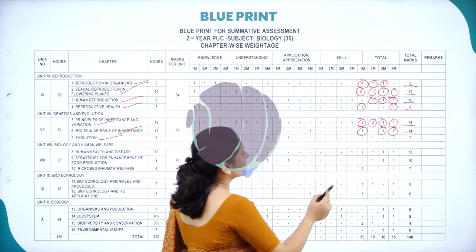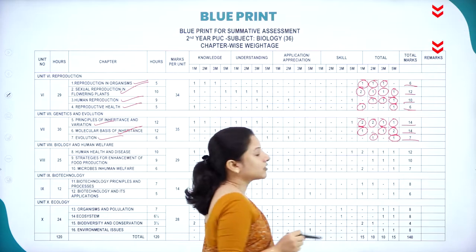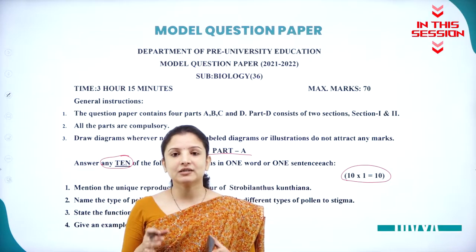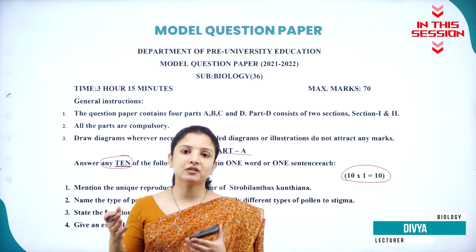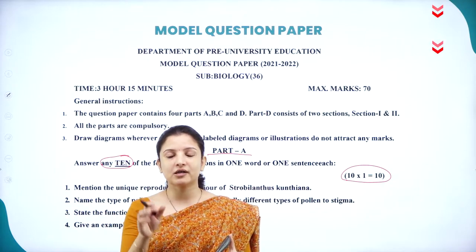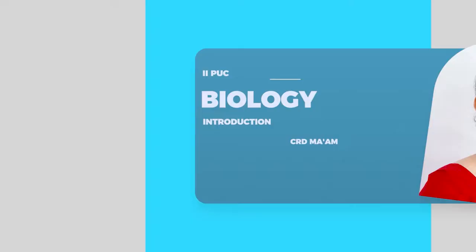From evolution, it is 2 mark one question and 5 mark one question, therefore having a total weightage of 7 marks. The father of evolution is Charles Darwin, or Charles Darwin is called the father of evolution. No need of writing so much. Just in a word, you can write Charles Darwin. It is enough. Analogous organs, they are dissimilar in appearance, but they are similar in function.